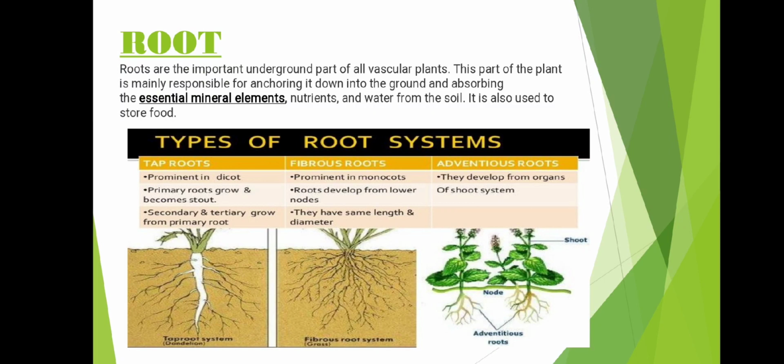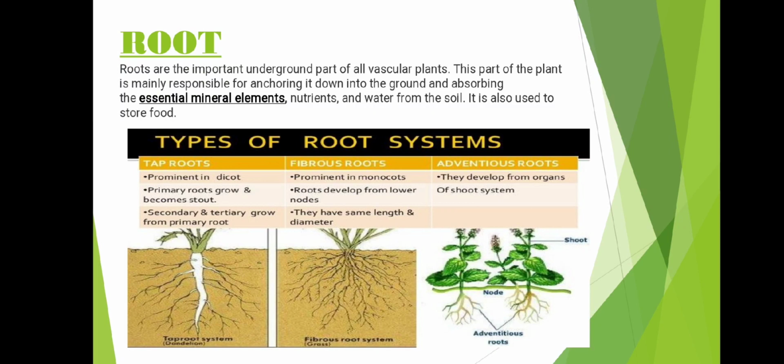So we have types of root system. We have tap roots, fibrous roots, and adventitious roots. So sa tap root, dito naman ay kung mapapansin nyo na yung main root niya is yung malaki, then may mga lateral root niya is maliliit.